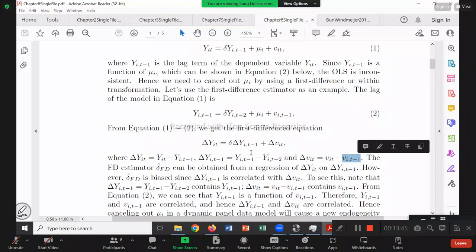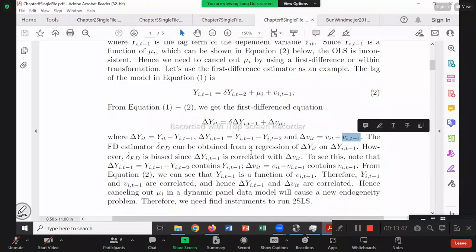So after transformation, once you solve the problem caused by mu_i, actually you create a new problem, right? You create a new endogeneity problem, right? So people think, oh gosh, what should I do? I solved the mu_i problem, but a new problem happens, right? So what should I do? I'll tell you the solution in a second.